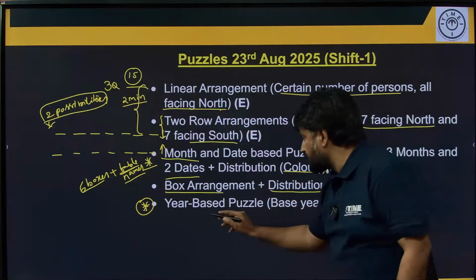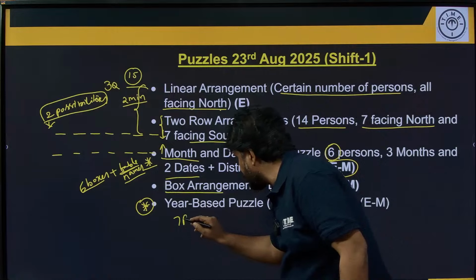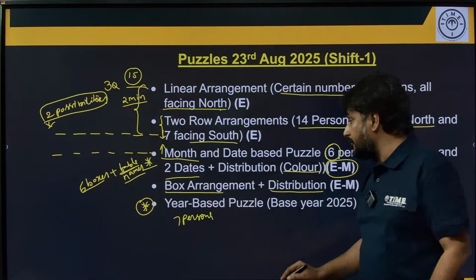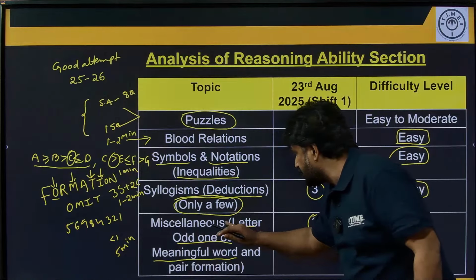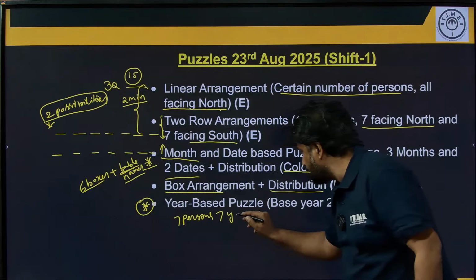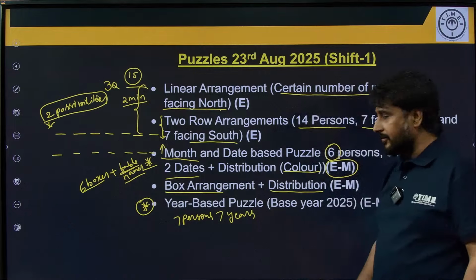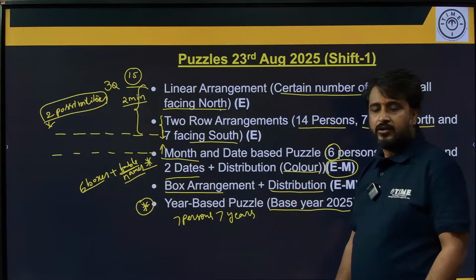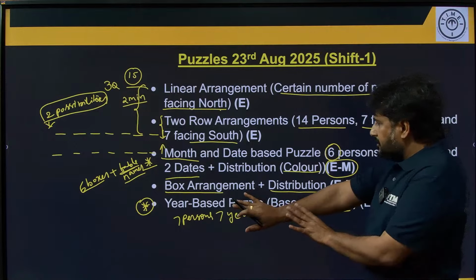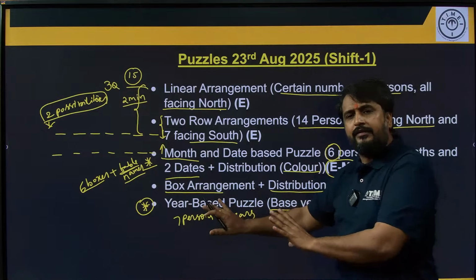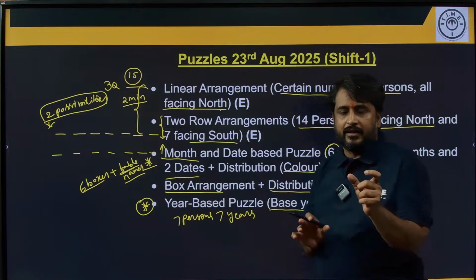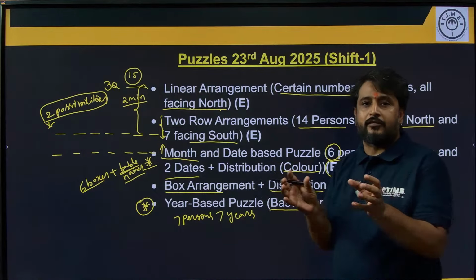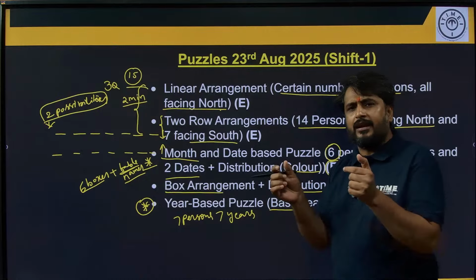And the year based one: we are given 7 persons who were born in 7 different years, and the base year was given as 2025. Generally this is a normally easy question, but the clues given here are very difficult. It means we have to find out more differences between the persons. So it is slightly higher compared to this.